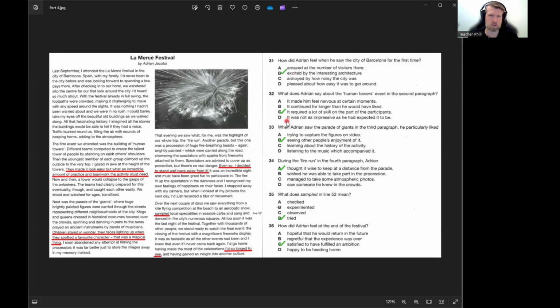So for example, in 32, where it says it required a lot of skills on the part of the participants to make these human towers. He says here, they made it look easy, but what an incredible amount of practice and teamwork the activity must be. So he thinks that you need to be very good at this, practice a lot. So I think that works quite well.